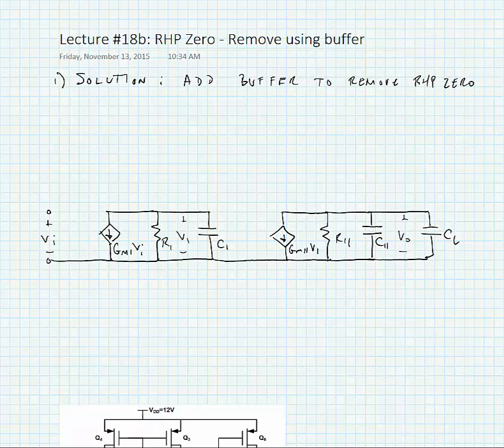One potential solution to the right half plane zero that we introduced by using compensation is to add a buffer that removes the zero. And the way that the buffer removes the zero is by getting rid of the feed forward path.